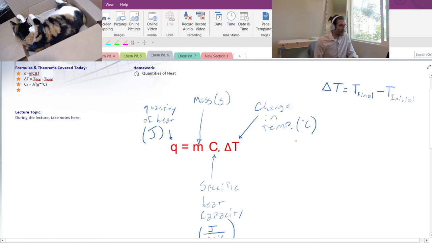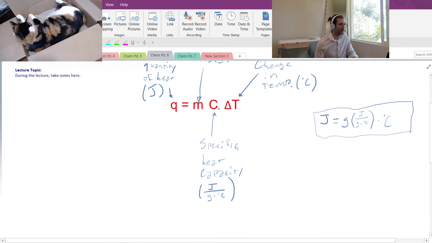if we substitute in all our units, we end up with joules equals grams times joules over grams times degrees C times degrees C. But if we resolve this, we end up with joules equals joules, and this is not the tautology club, and you all know the first rule of tautology club, which is the first rule of tautology club. So, what else? I think that's it.